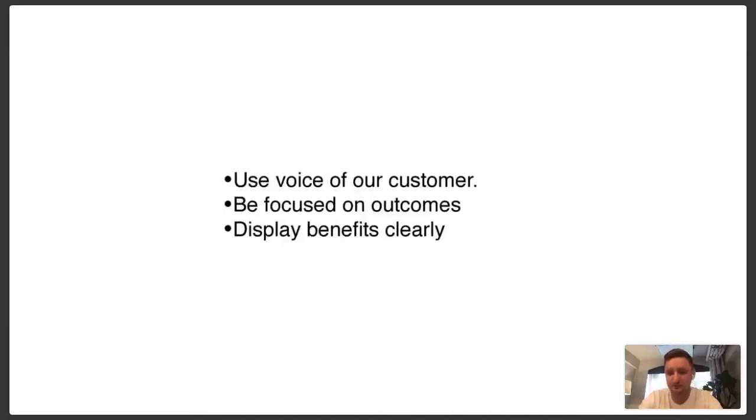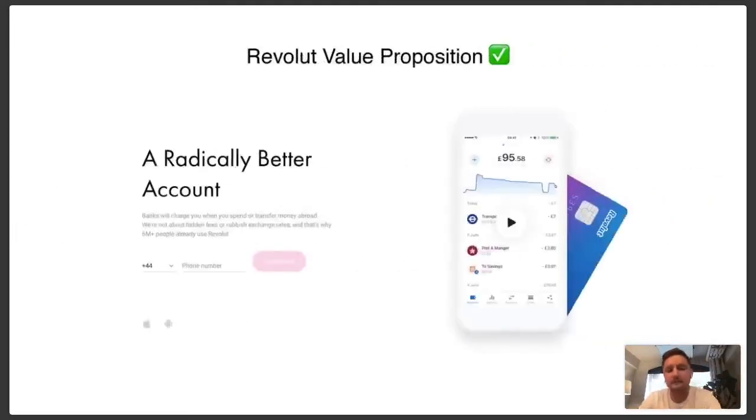As I mentioned before, users are interested only in the value that they get, and not in your product. At least try to display benefits clearly. So let's observe several value proposition statements that I personally love. For example, Revolut. They propose not another big banking product.